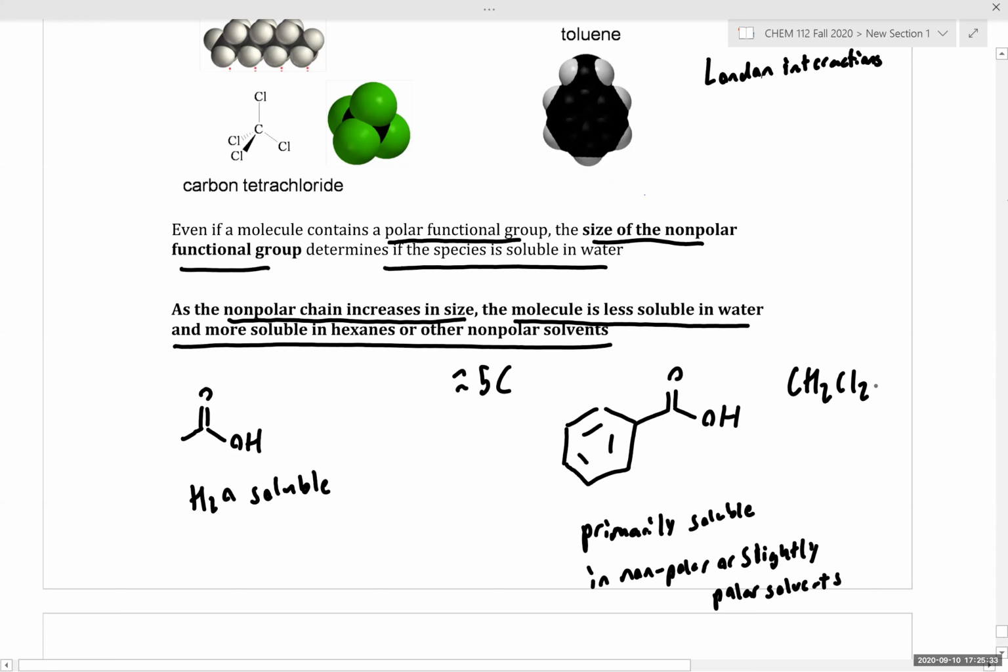Because even though this carboxylic acid can engage in hydrogen bonding, there's a large portion of the molecule that prefers to engage in London interactions. And as a result, the interactions of this primarily nonpolar molecule with water are relatively weak. Does this make sense?